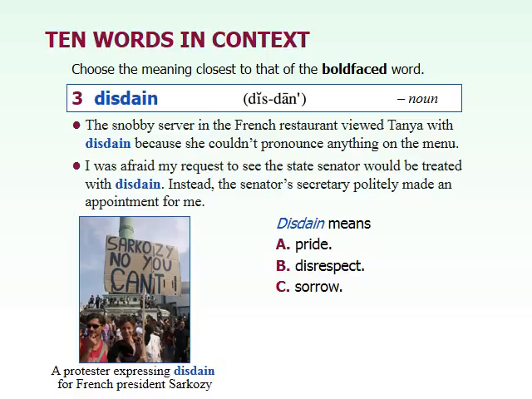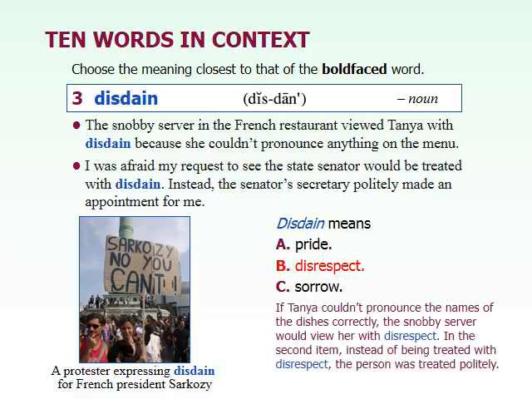Our next word is disdain, and this one's a noun. The snobby server in the French restaurant viewed Tanya with disdain because she couldn't pronounce anything on the menu. I was afraid my request to see the state senator would be treated with disdain. Instead, the senator's secretary politely made an appointment for me.